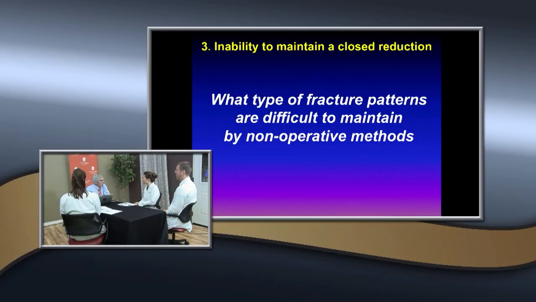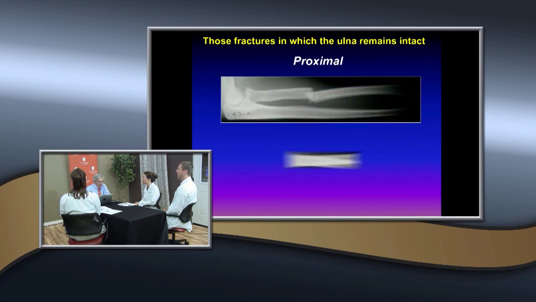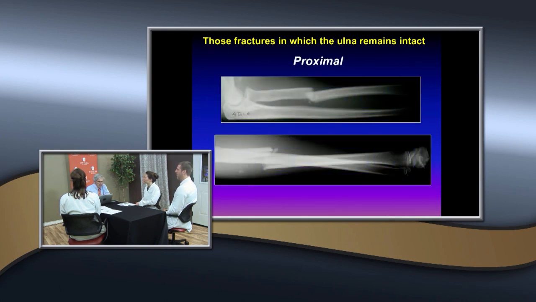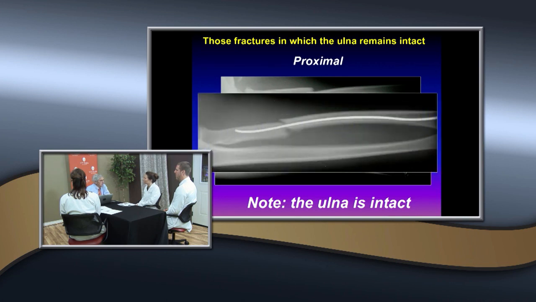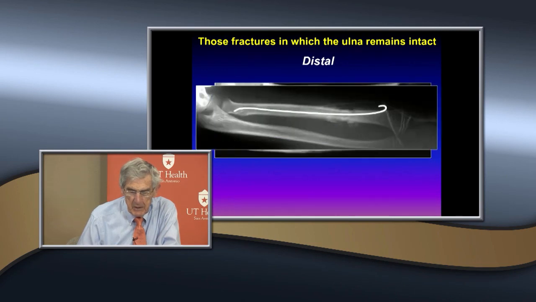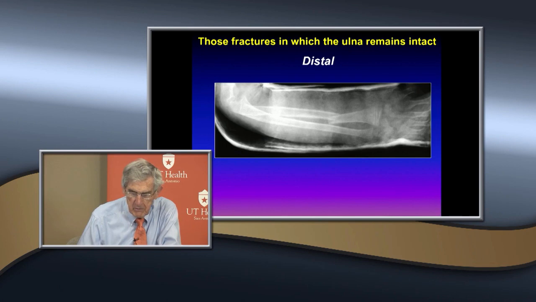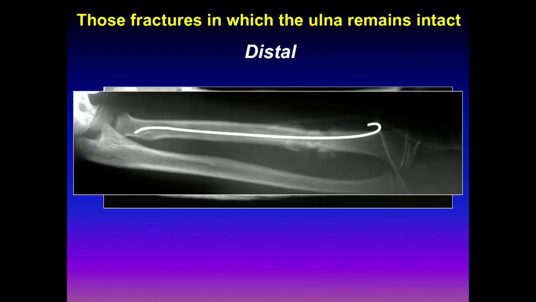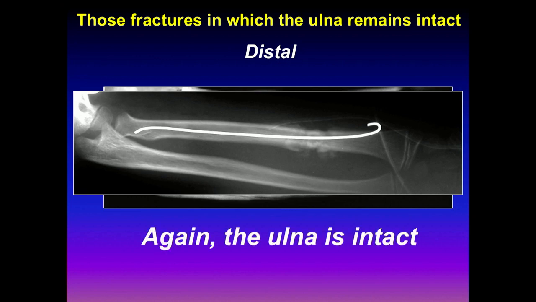So with the ulna intact? That's right. Proximal, certainly if the ulna is intact. Notice the ulna is intact and you simply put a pin down the radius. If it's distal, again, the ulna is intact. It's very hard to manipulate that fracture, especially if the ulna is intact. And so you can just put a single pin down here.